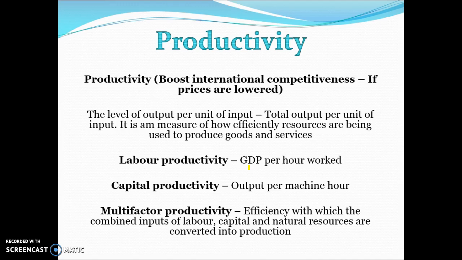If you get asked how does productivity impact our international competitiveness, define what productivity means. It's the level of output per unit of input, and it's a measure of how efficiently we use our resources to produce goods and services. There's labour productivity, which is generally measured by GDP per hour worked, and capital productivity, looking at capital output per hour, and then multi-factor productivity, which is looking at the efficiency of both our labour and capital, and then how we're turning our natural resources and capital resources into production.